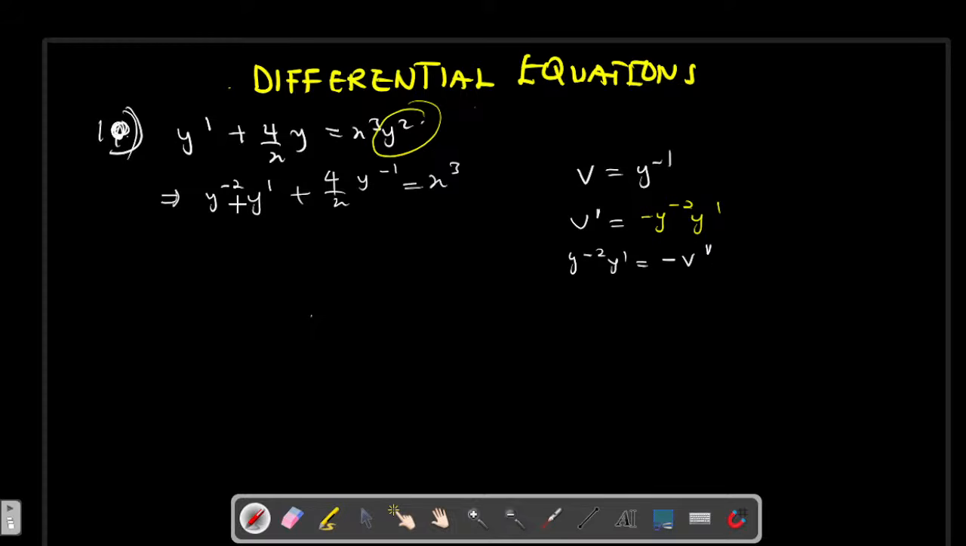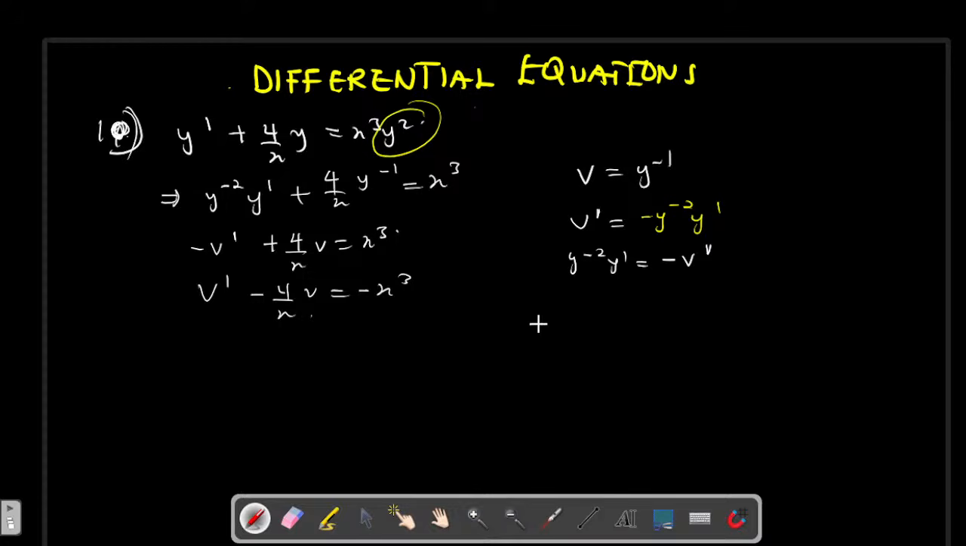So this expression becomes negative v prime plus 4 over x v is equal to x cubed. At this point, you can see that we have gotten rid of our y, and our equation is now linear. We are not done, but we can divide. For any linear differential equation, please make your derivative stand alone. So I have v prime minus 4 over x v is equal to negative x cubed, like this, nicely. At this point, it becomes a linear differential equation.